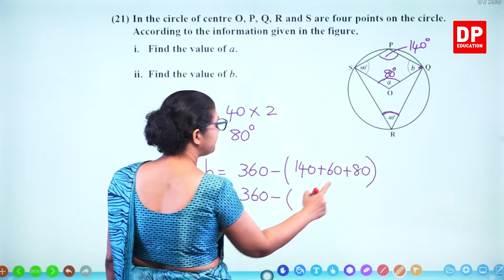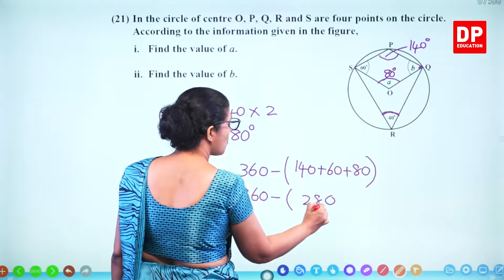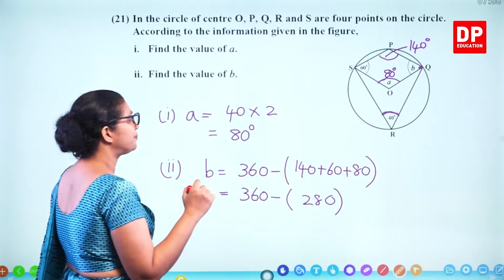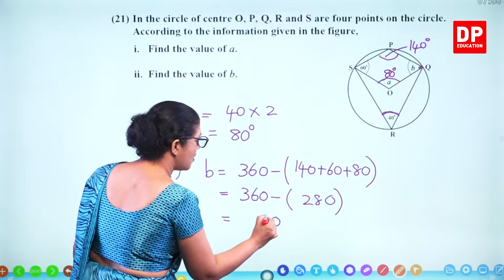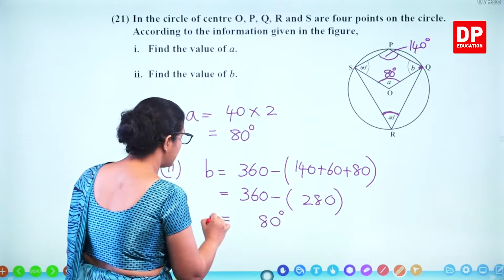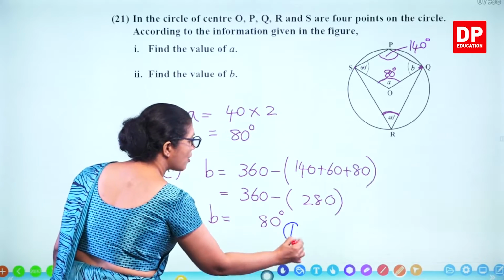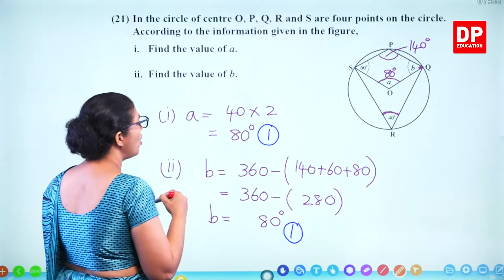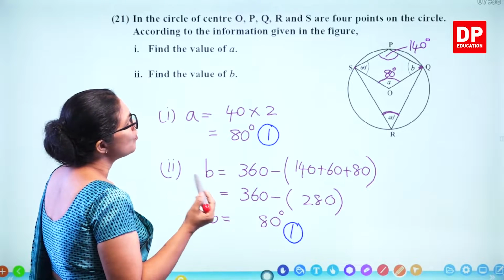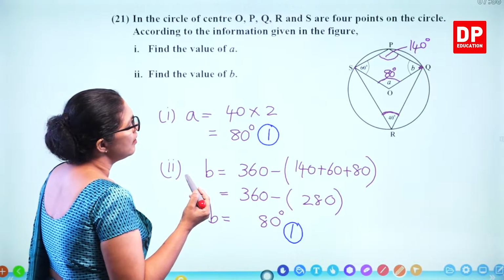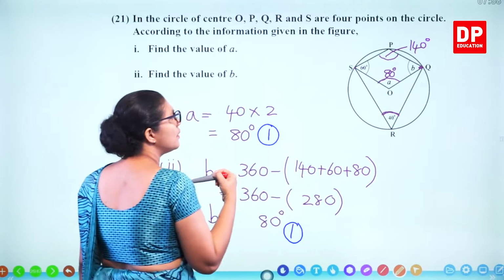360 minus 280. So what's the answer? 80. So 80 degrees is the B value. So 1 mark for B, 1 mark for A. Both are equal. So that's the only way we can do the question. But we found out these two are equal.